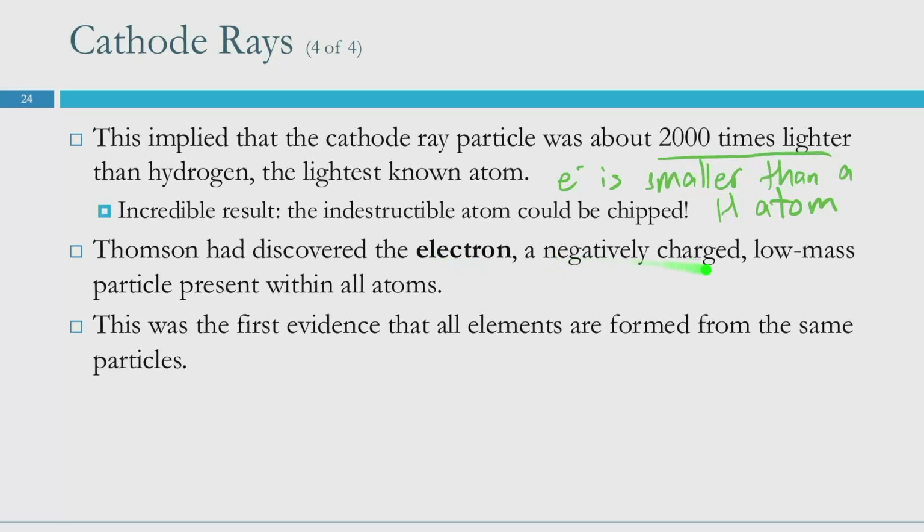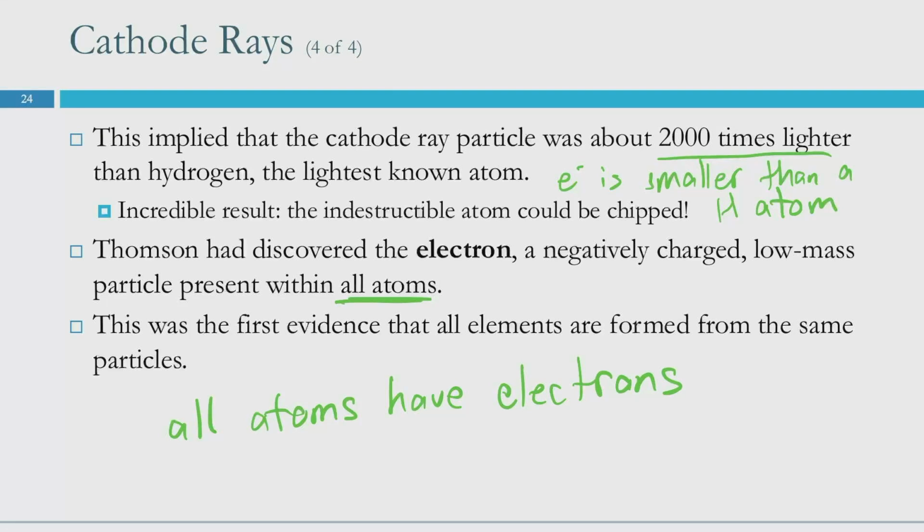So electrons are negatively charged, low mass particles, and they are in all atoms. So all atoms have electrons, which is kind of interesting. So this foils one of the points of Dalton's atomic theory.